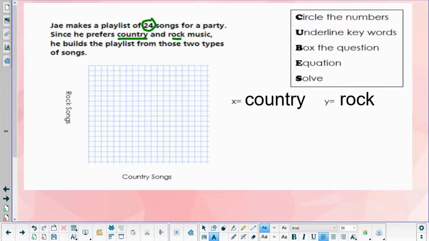And I swear this was built after my husband because that's all he does is country and rock, but his name is not Jay. But those are the two categories that he likes to listen to.